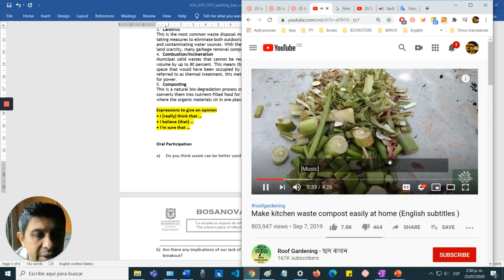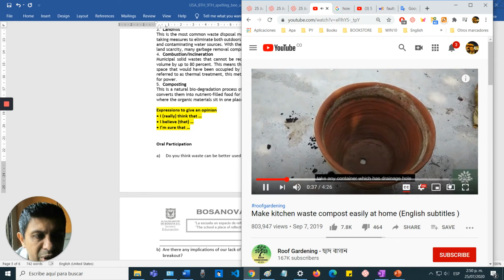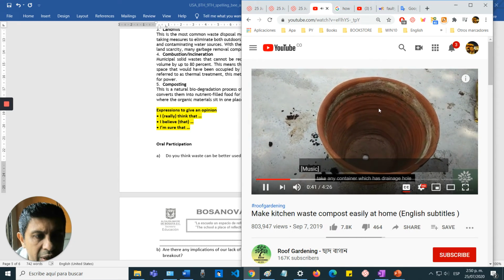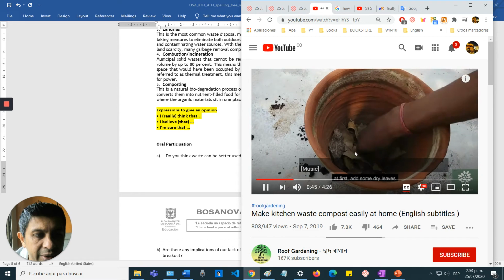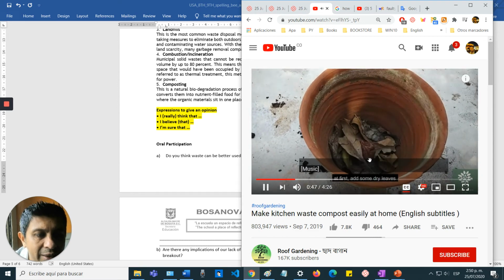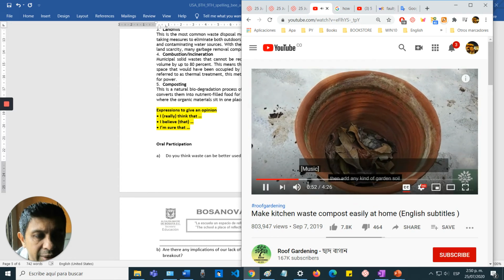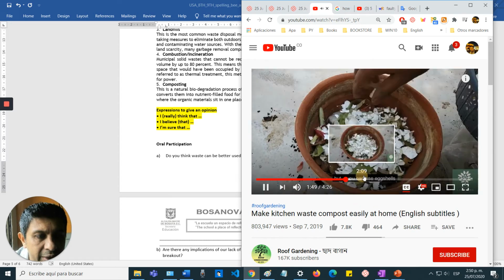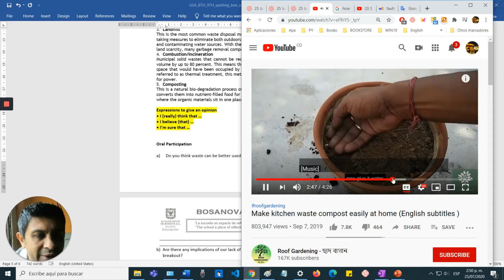So this is the compost. Somebody's grouping it. We have here a flower vase. Look what he's doing. He's putting the organic or biodegradable waste here. Okay, I'm gonna fast forward. Sorry.